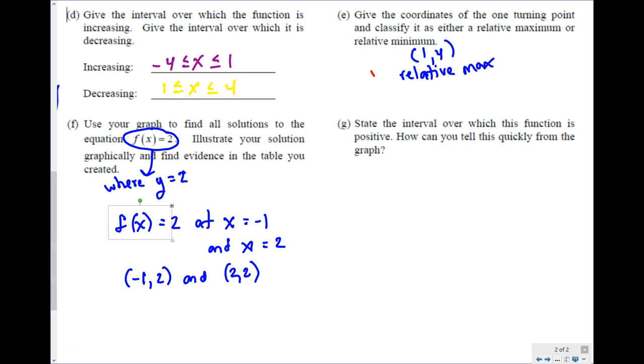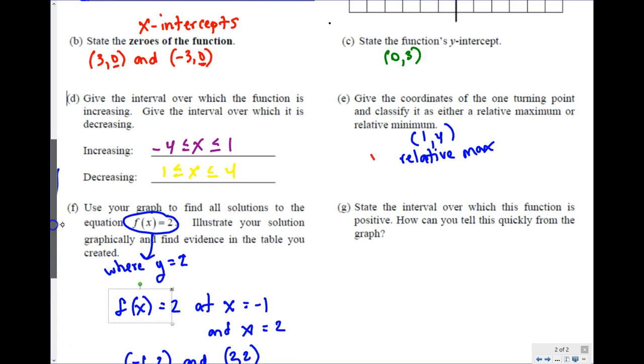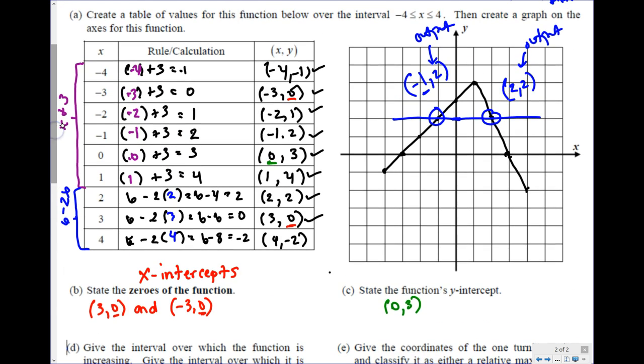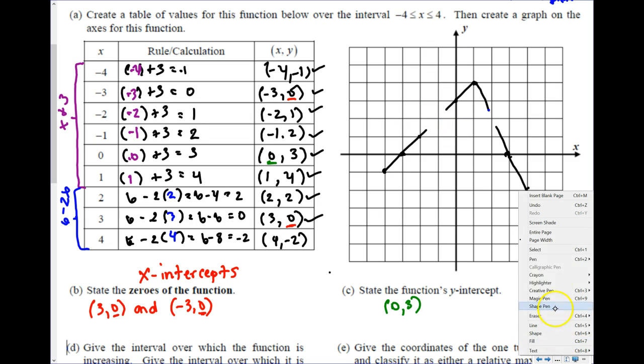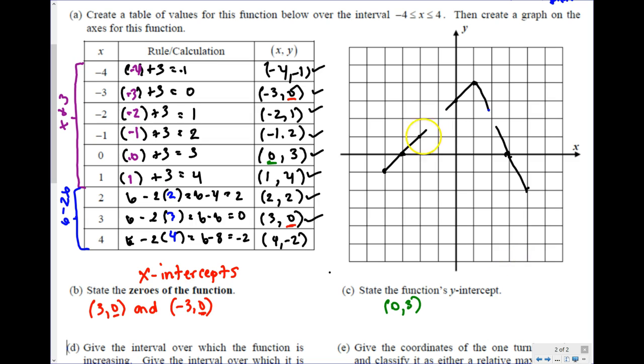How can you tell this quickly from the graph? If I'm looking at the graph and I'm trying to think of positive, again, I'm going to erase this to try and show you guys positive as much as I can here. We're looking for where the graph is positive. Positive is this half of your graph when it's positive. Okay, so that is all positive.